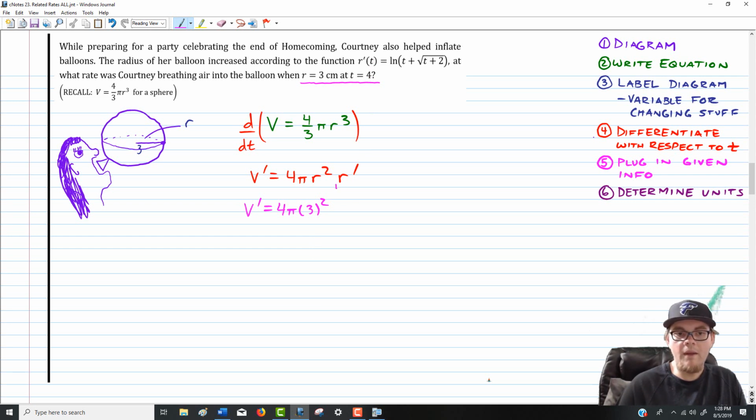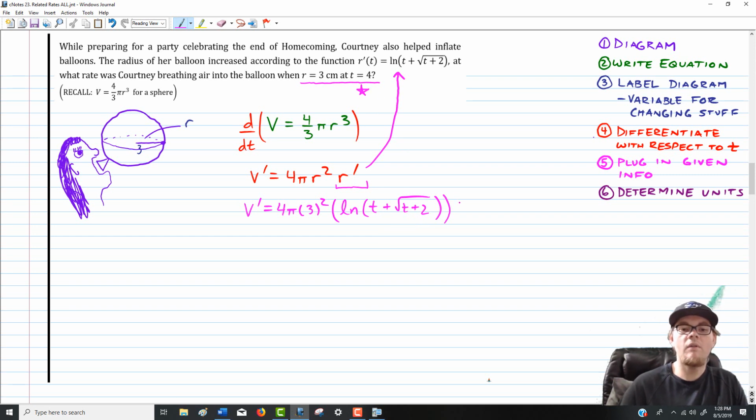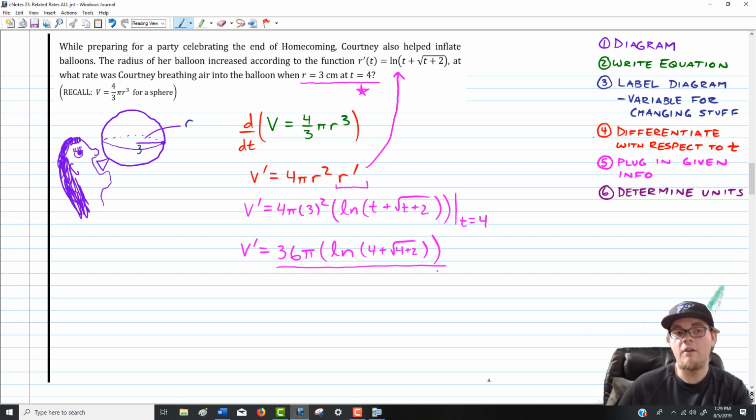But we can actually bring that into the problem by looking at r prime. R prime and r prime of t are exactly the same things. So what I can do is imagine multiplying by the full r prime of t. That is, we'd be multiplying by ln of t plus the square root of t plus 2. Now our problem here is, of course, that t is right now a variable that we've suddenly plugged into the equation. But remember, we were told that t equals 4. So we simply need to plug in 4 to this equation and we can get our relationship. So this becomes V prime equal to 36 pi times the ln of 4 plus the square root of 4 plus 2. And this is going to give us our rate of change for the volume.